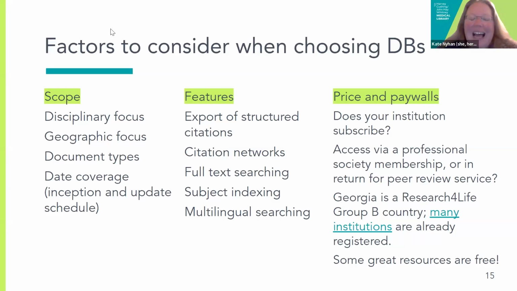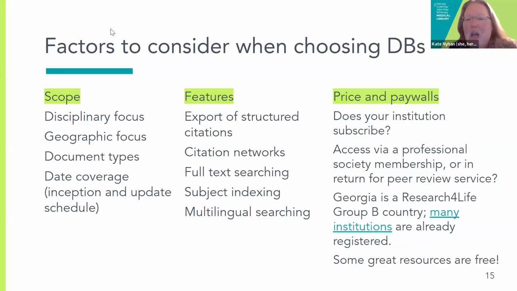In terms of access, price, and paywalls, your institution will have some database subscriptions, probably. You may be able to get database access from your professional societies, or if you peer review a paper for a big publisher, for example, a journal published by Elsevier, you might get a month or several months of access to Science Direct through that, as a thank you, or as a way to empower you to be a good reviewer of the next paper.